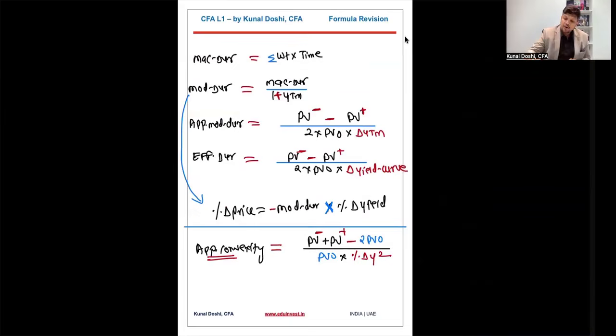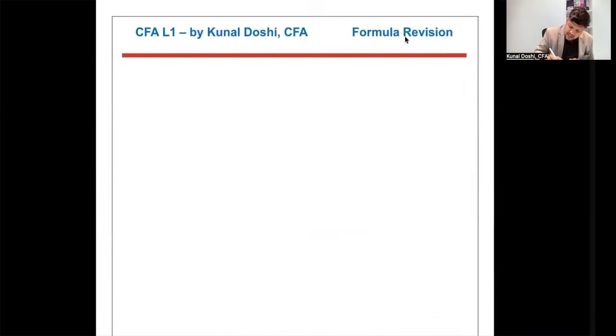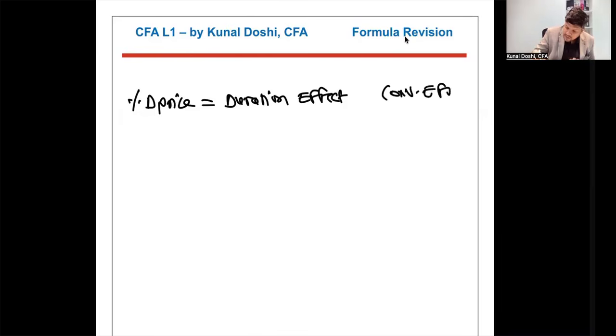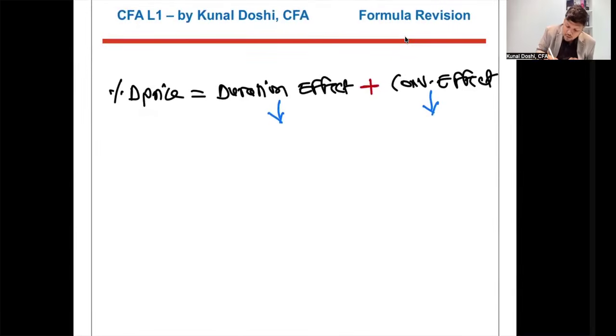Guys, the most important formula now I'm going to write is percentage change in price of the bond because of duration effect and convexity effect. Now remember this duration and convexity effect. Duration effect means what? Due to duration, how much is the effect? Due to duration, we do modified duration into percentage change in yield. Yes or no? This is the duration effect.